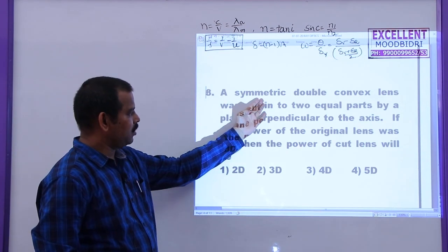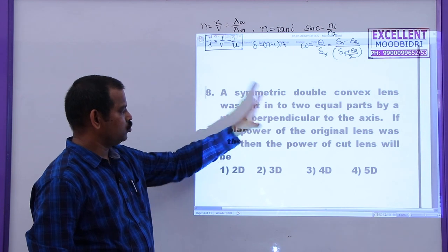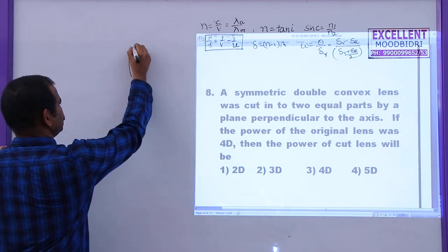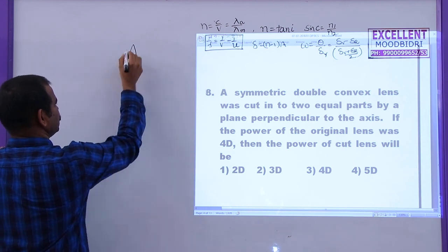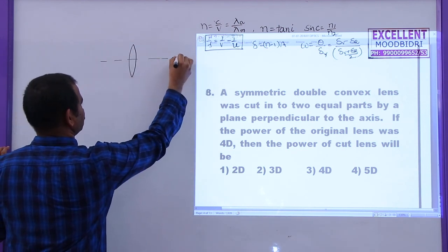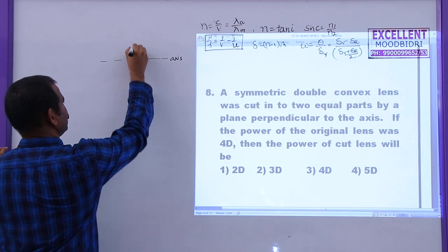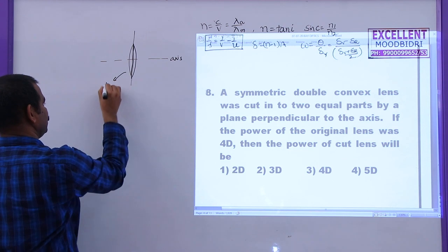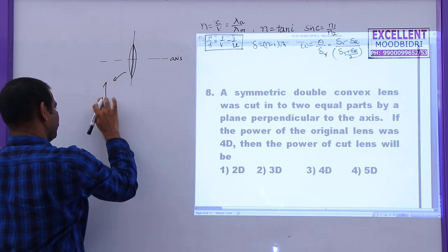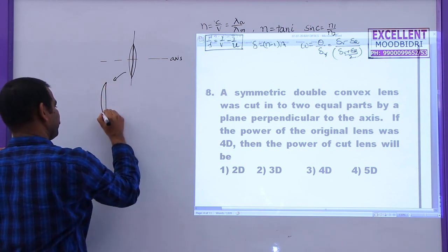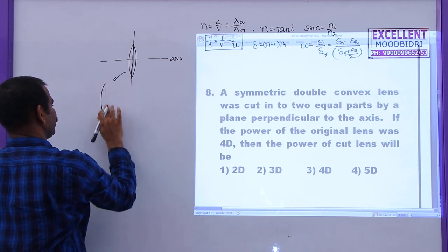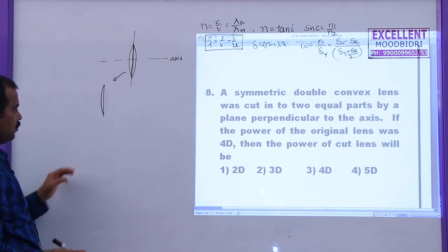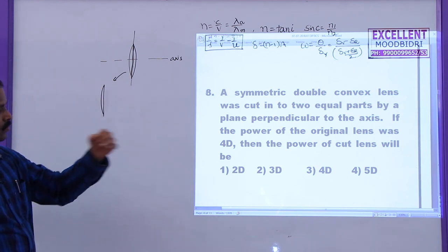A symmetric double convex lens was cut into 2 equal parts by a plane perpendicular to its axis. So this is a convex lens, this is the axis. So it is cut perpendicular to its axis here like this. So this piece will become like this. Now, what is the power of this cut lens?